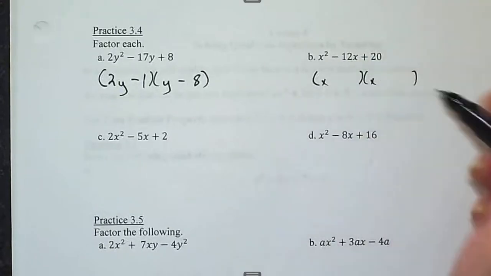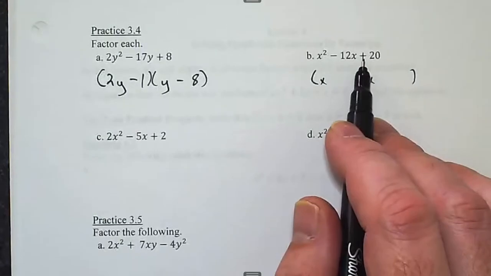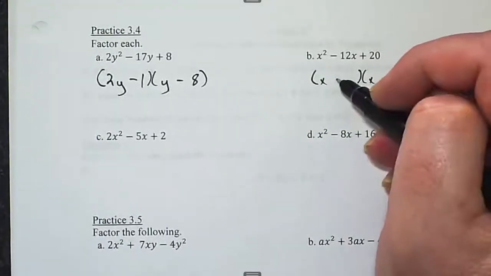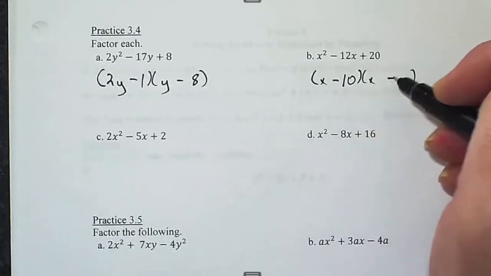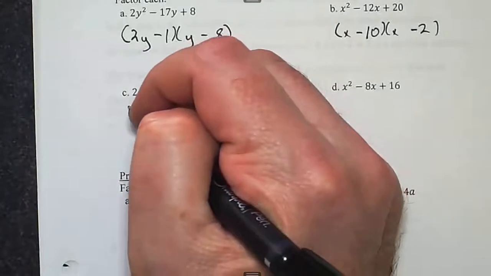x and x. I need numbers that multiply to 20. And they've got to be the same sign, so think of them adding to negative 12. Well, that's going to be a negative 10 and a negative 2. All right, let's go to the next one.